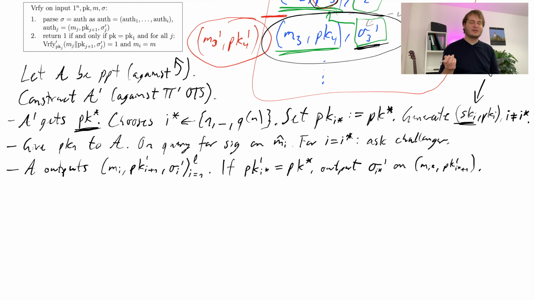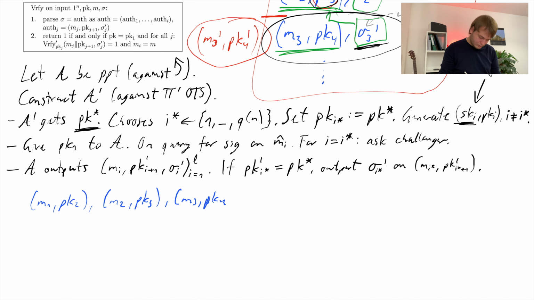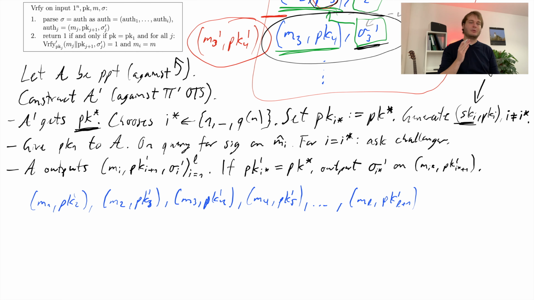So if we look at all of the messages that we got signatures from A, they are the following. And now we're looking for the first message that's different from the one that we created during the experiment. So let's say this first one here, that's still the same as we had. And maybe the second one is too. But at some point there needs to be one message that's signed with the one-time signature scheme that's different from the one that we used during the experiment.